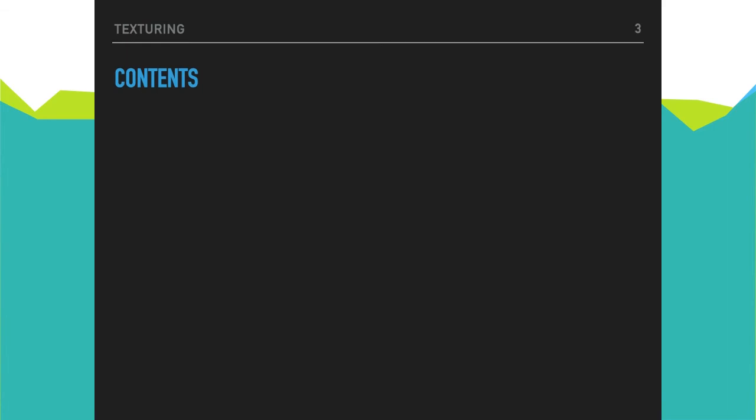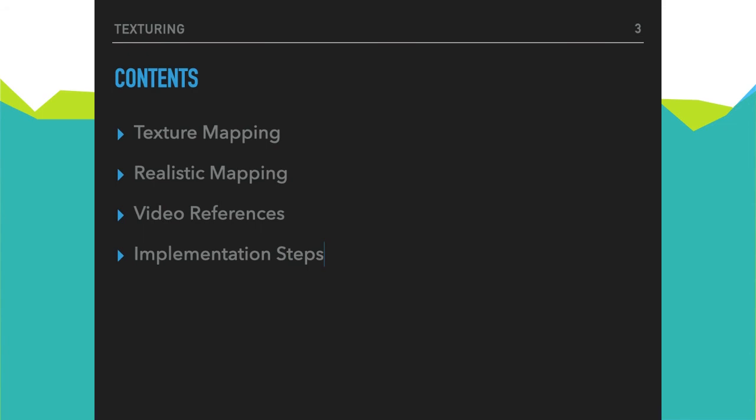So in this topic 7, we will first discover the definition of texture mapping, followed by how to make some variations of the textures so that the materials look more realistic in realistic mapping. And then we will watch some videos about texture mapping, of course. Last but not least, we will look at some steps that are required to implement texture mapping in OpenGL ES.